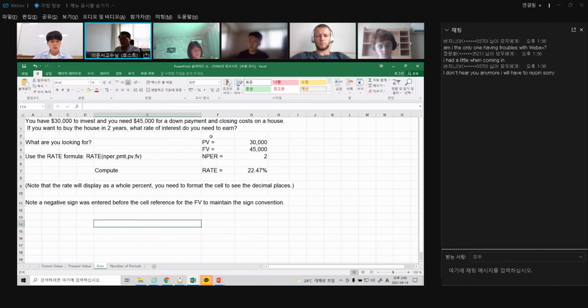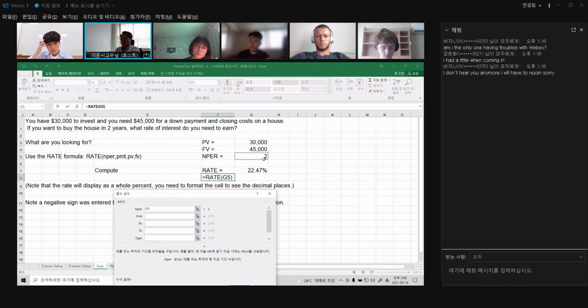you have $30,000 to invest, and you need $45,000 as a down payment to buy the house in 2 years. So what should the interest rate be? The function is RATE, R-A-T-E. Number of periods, 2 years. Payment, you don't have to think about payment so far. Present value is $30,000. Future value is $45,000. You don't have to think about type.